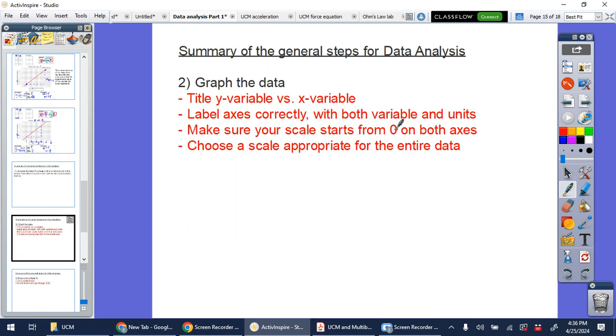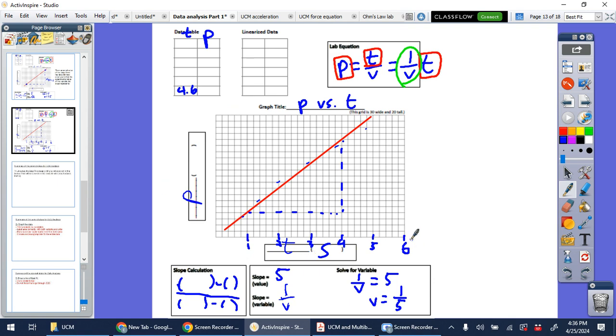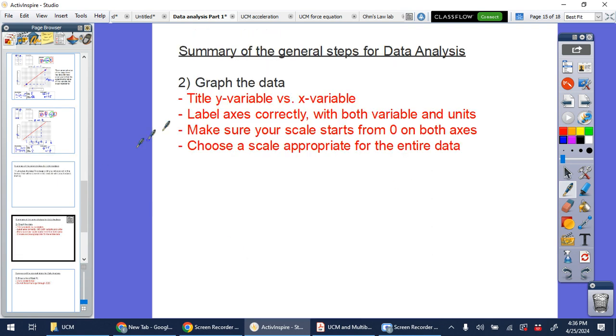Oh yeah, and the last one is choose a scale that's appropriate for the entire data. That's what I was just talking about. Right? So an inappropriate one would be to use 12 up here. Why would it be inappropriate to use 12? Well, if your numbers only go to 4.6, you're not even going to go halfway, right? And that would be a waste of graph space. You want to make sure you try to use as much of the graph as possible. All right. So that's graphing.